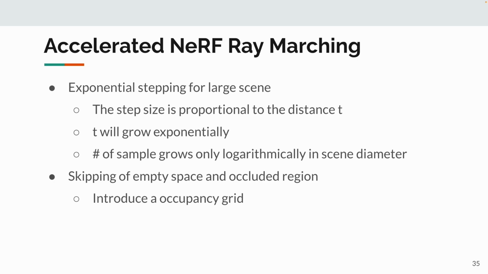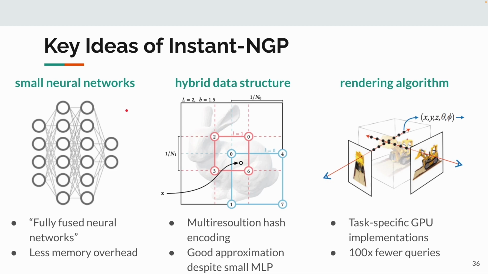With this grid, we can easily skip empty space and occluding regions so that we don't sample this kind of area. We only want to sample the area close to the surface. So when performing volume rendering with the occupancy grid, we can easily decrease the number of queries for the MLP. So these two ways decrease the number of queries needed for the MLP. The three key ideas make Instant-NGP extremely fast.